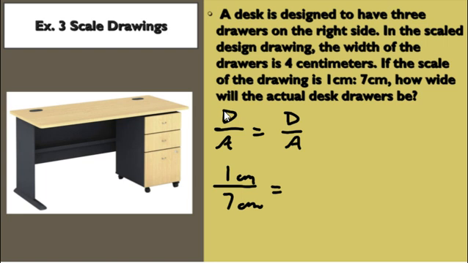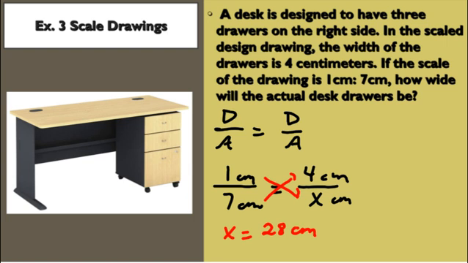And we're told that in the scale design drawing, the width of the drawer is 4 centimeters. So I'm going to put 4 on the top because that's the drawing. We need to find the actual width of the desk drawer, so I'm going to use x centimeters here. Now to solve this, I cross multiply. 1 times x is x. 7 times 4 is 28. So our answer, the width would be 28 centimeters.